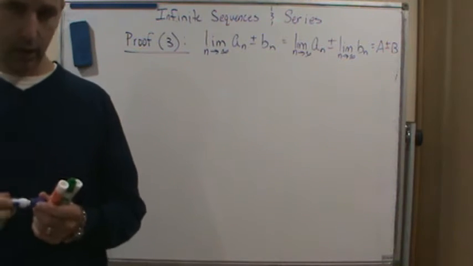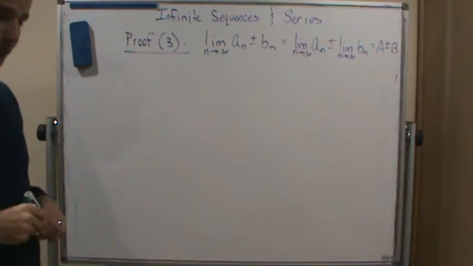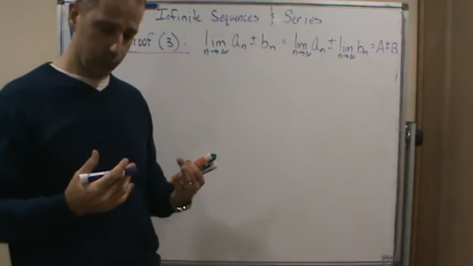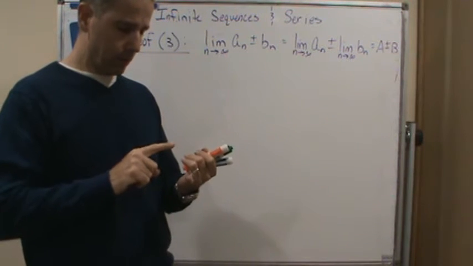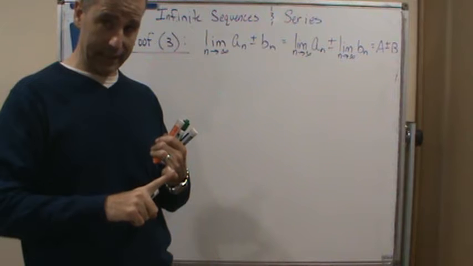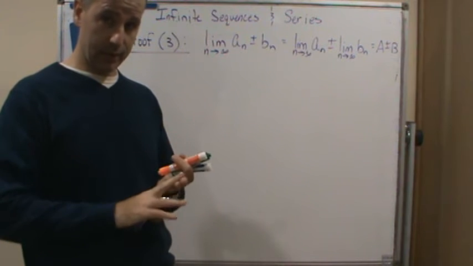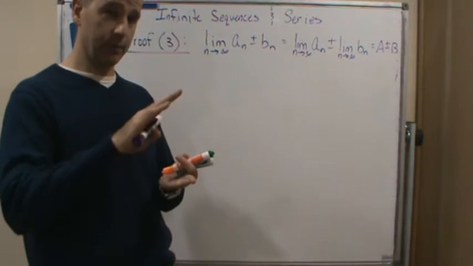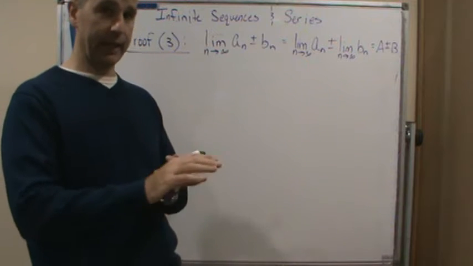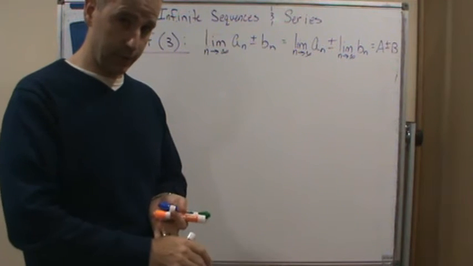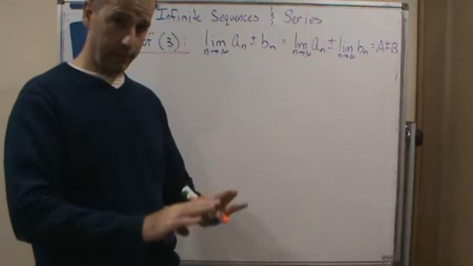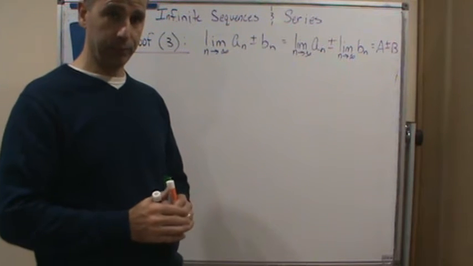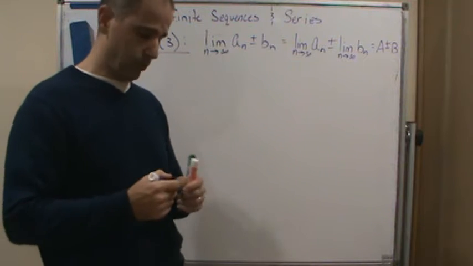Okay, so now, from the theorem, we're assuming that a and b exist such that the limit as n approaches infinity of a sub n equals a and the limit as n approaches infinity of b sub n equals b, then all of the following limit laws apply. So here's what we're going to do.